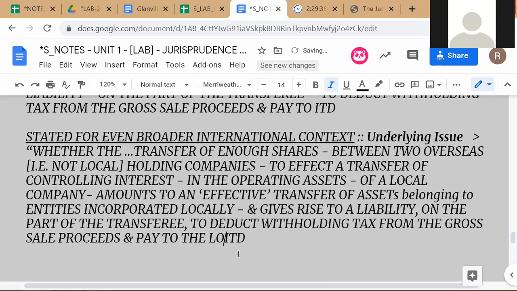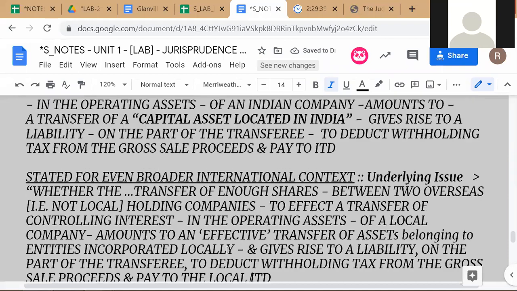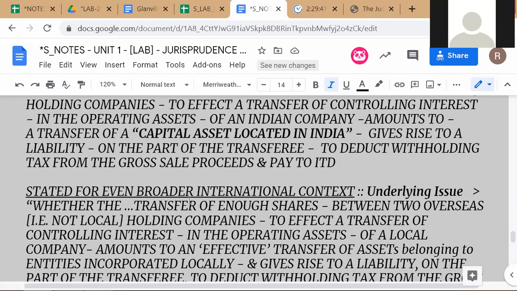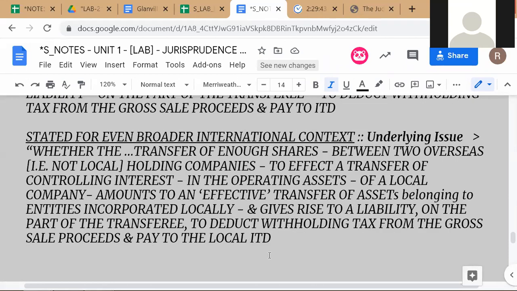local IT department. So now we have used the word local and made it even more general. It is not the Indian Income Tax Department, but the local income tax department, and we have removed the word India from here. So this is an even broader, even more general statement of the underlying issue. When you have any kind of overseas transfer of shares, where the shares are representing controlling interest in the operating assets of a local company, it's very common. Yes, Sanchit?